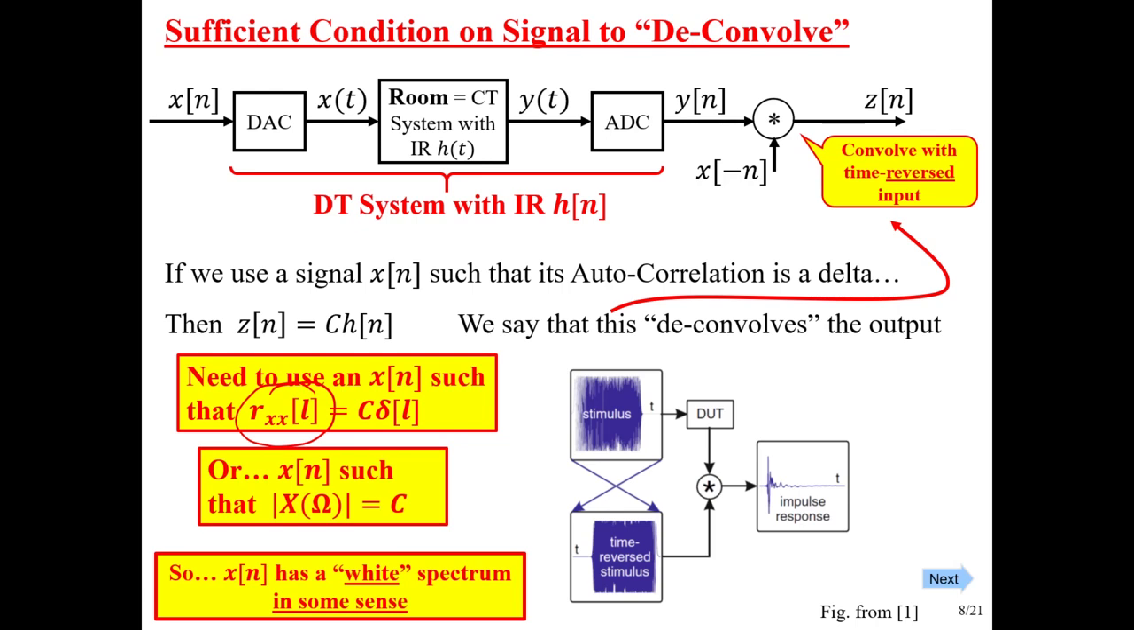Or in other words, we need a signal whose spectrum is flat. And so, as I said, it's a white spectrum in some sense. And I alluded to there being a random signal concept of white noise. And we're not really talking about that, but it is related. So basically, we're looking for a signal that has that characteristic.